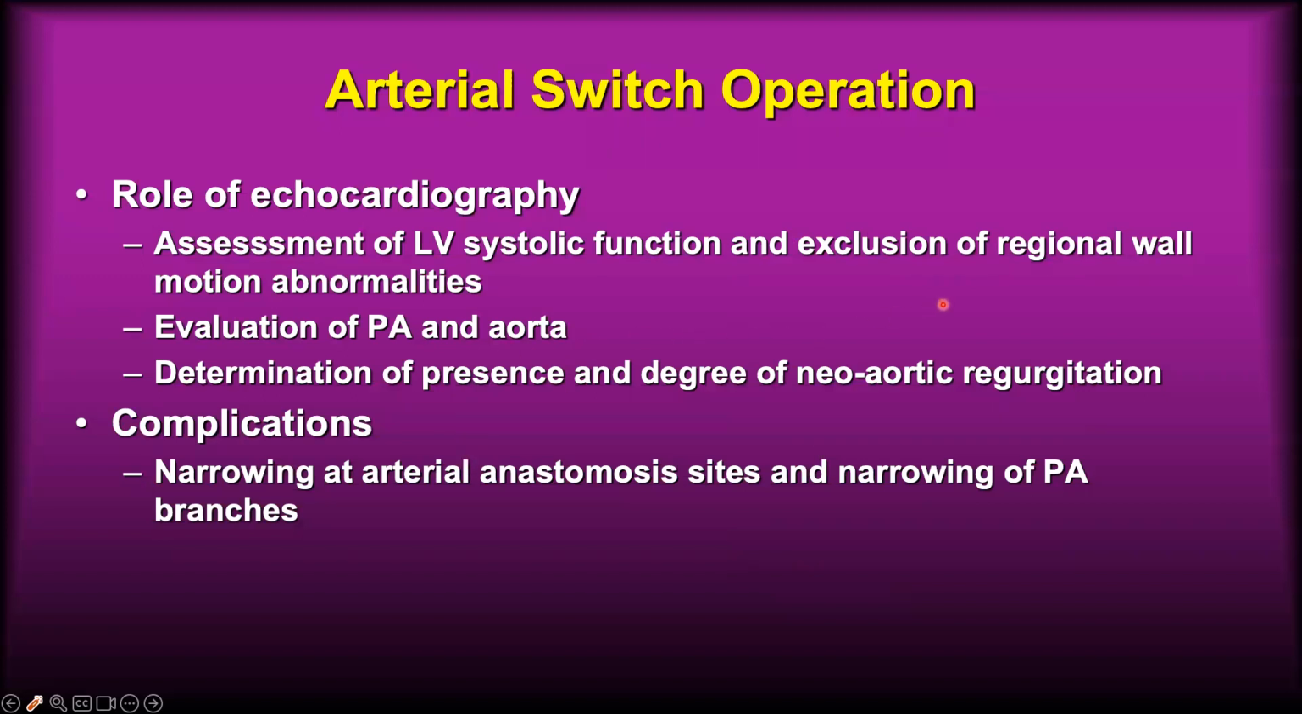All right, so we're looking for wall motion abnormalities, because moving those coronary arteries could be problematic. There might be insufficient blood flow at times, which will create ischemia and wall motion abnormalities. We've got to evaluate the pulmonary artery and the aorta. The problem here is we moved these vessels, but the valves stay where they are, which means the pulmonic valve is facing high pressure. It's now the aortic valve, so it doesn't like that, and it's going to leak. So when I say neo-aortic regurgitation, the neo-aorta really has the pulmonic valve.